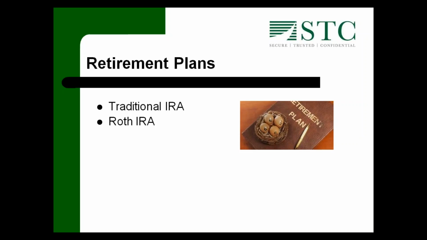Just a quick note, the maximum allowable contribution into each of these accounts for 2016 is $5,500. If you are 50 years or older, you can add another $1,000 to that. So $6,500 of earned income can be contributed into these accounts.